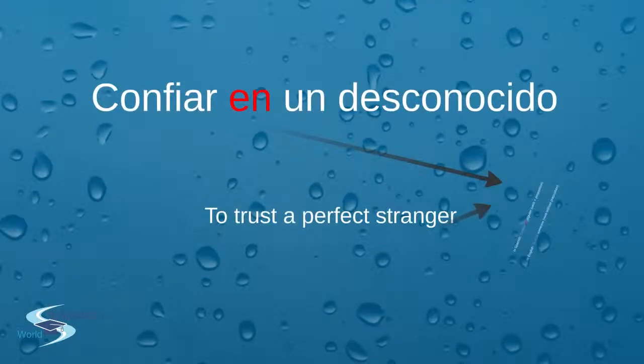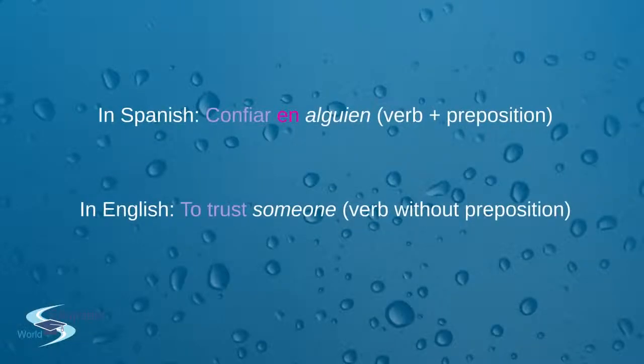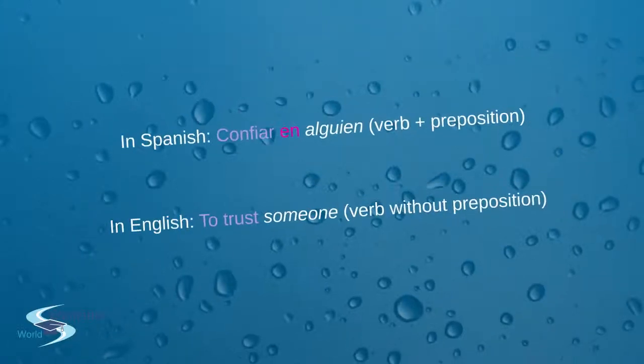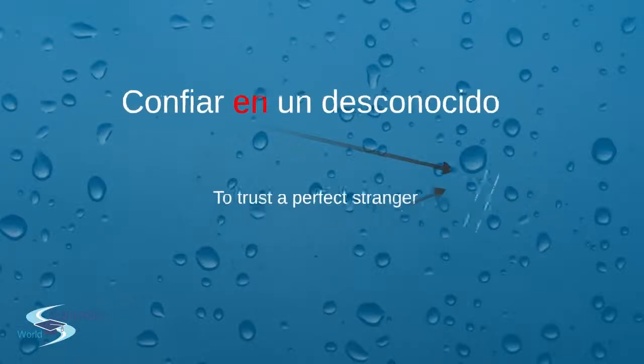Another example would be this one, where in Spanish there is a preposition, while in English there isn't. So, confiar en un desconocido. To trust a perfect stranger. Confiar en, to trust. Desconocido, stranger. So, in Spanish, we say confiar en alguien, verb plus preposition. Confiar, verb, regular verb, actually, en, preposition. In English, instead, we say to trust someone. There is no preposition there. Confiar en un desconocido. To trust a perfect stranger.